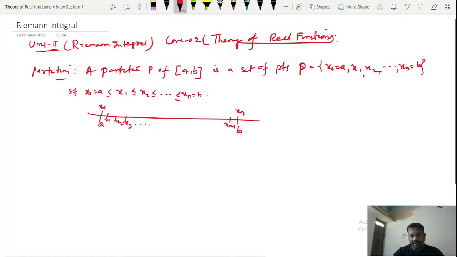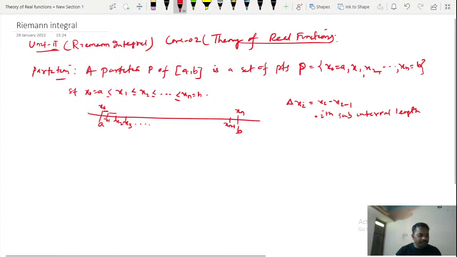And what is your delta xi? Your delta xi is the length of the ith subinterval. Like your first subinterval is x1 minus x0, then the second subinterval is x2 minus x1. Similarly, delta xi means the ith subinterval length, that is xi minus x(i-1). So we already studied these things.